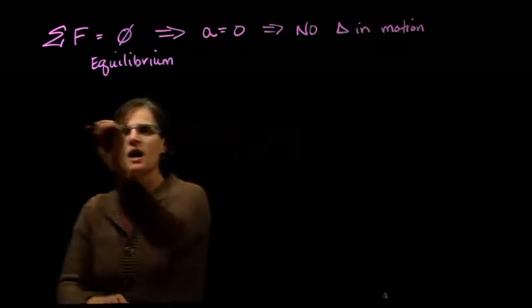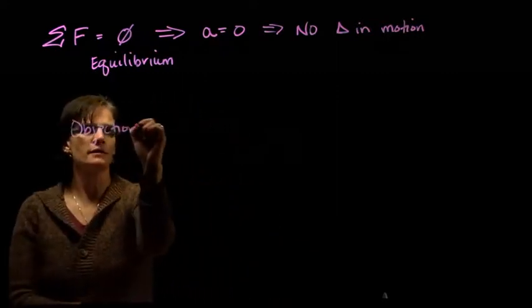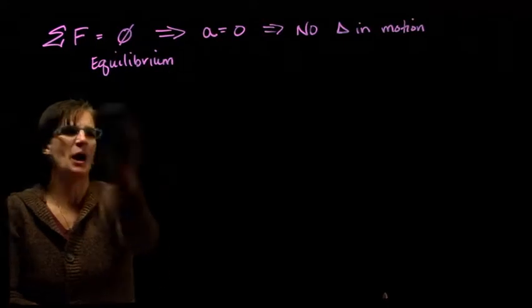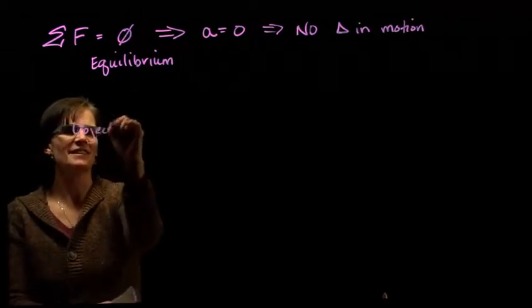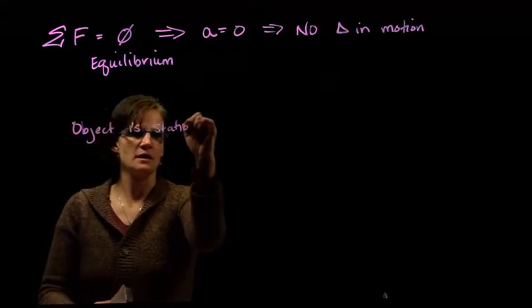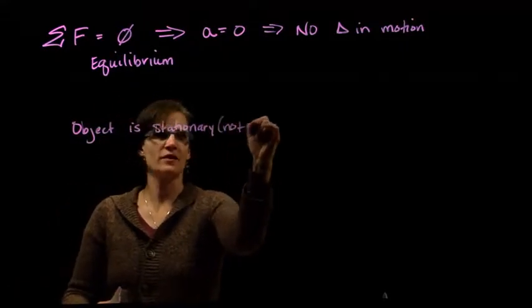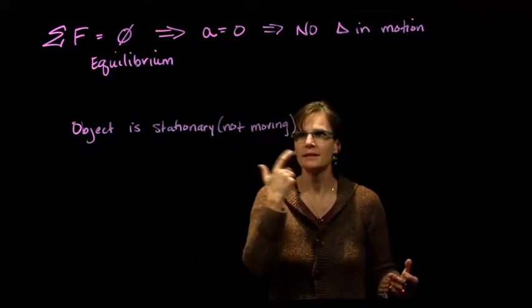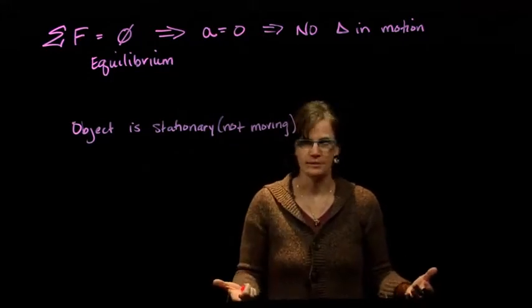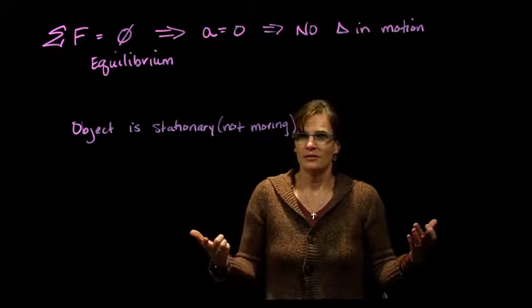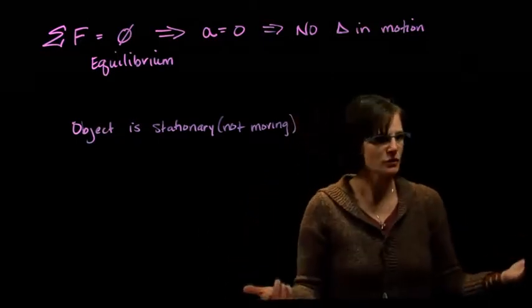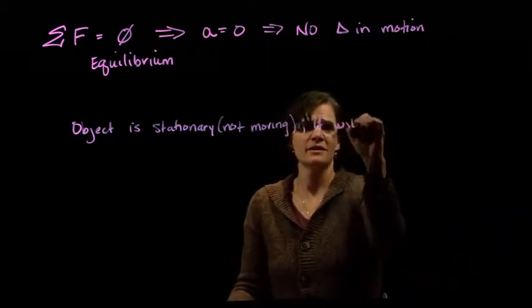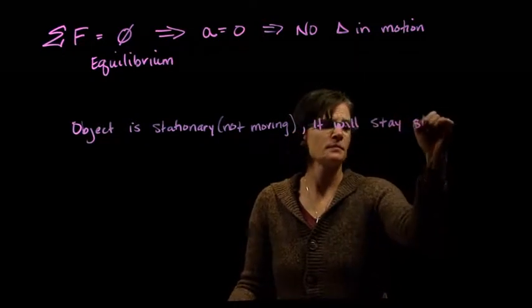Well, if an object is stationary, that means it's not moving as time goes on. If an object is stationary, it's not moving. It means the acceleration is 0. If there's no acceleration, there's no change in motion. So it's just going to stay not moving, or stationary.